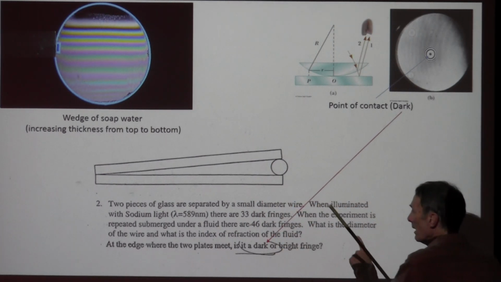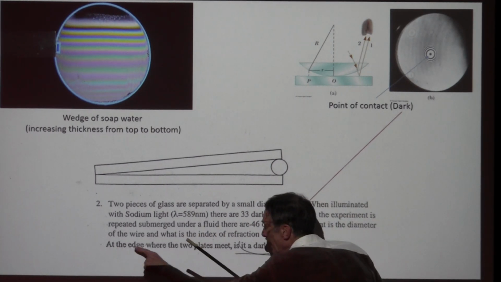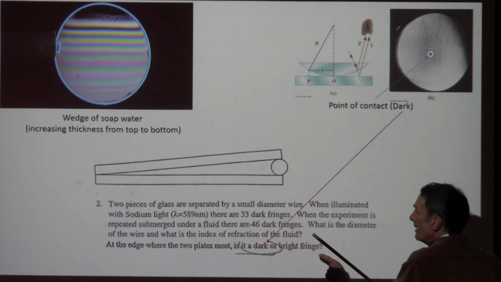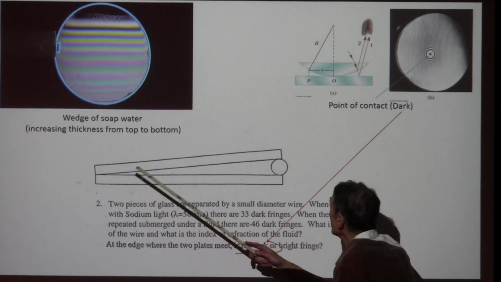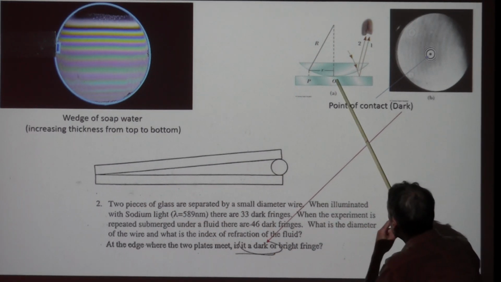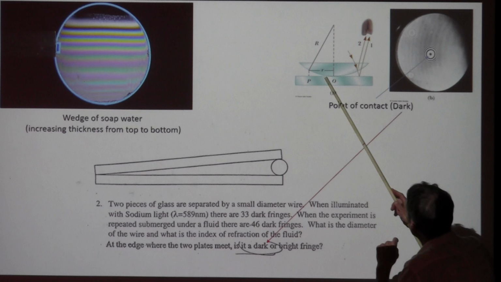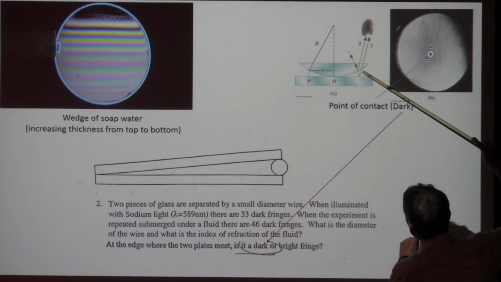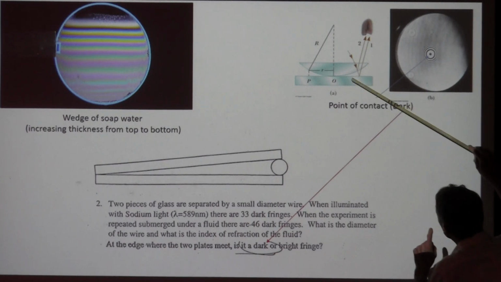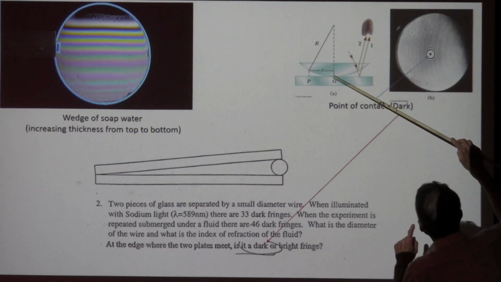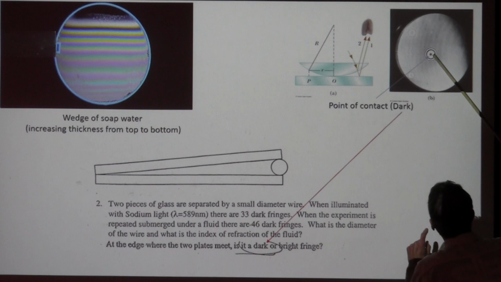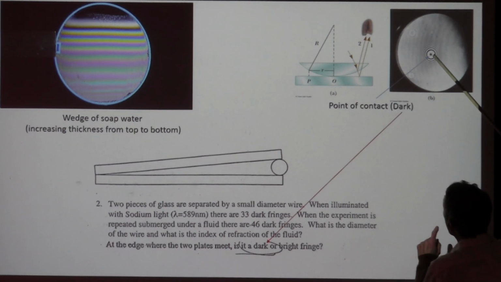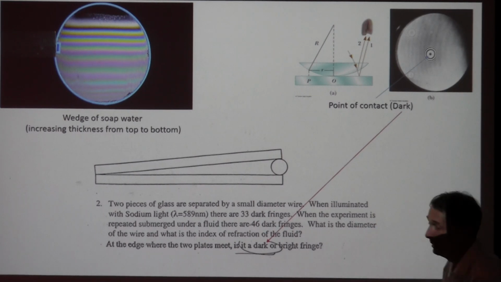Now, one thing he's going to ask: at the edge where the two plates meet, is it a dark or a bright fringe? I'm bringing in a picture from the book, using the same thing, thin films, where the thin film is the space between these. I'm not going to do this problem, but the idea is they touch here, and you'll notice where they touch is actually a dark fringe. And we can look at why that might be.